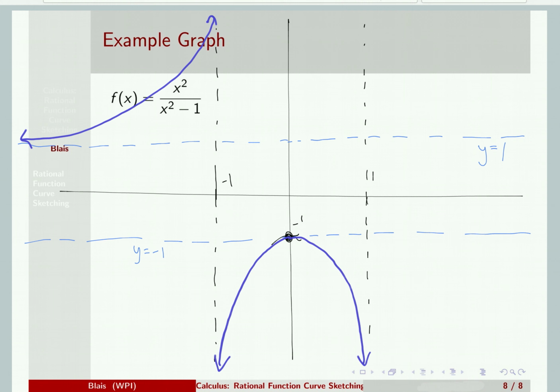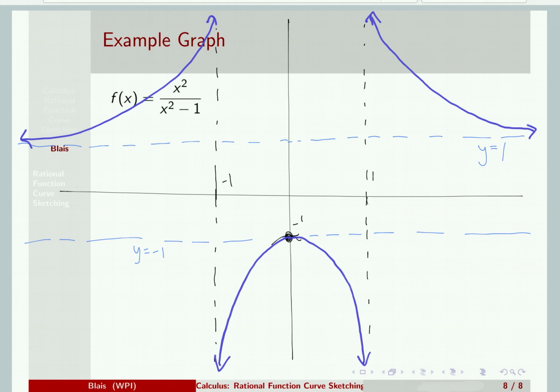We know the function is decreasing from 1 to infinity. We know it's concave up. And we know it has a vertical asymptote here and a horizontal asymptote here. And so our function looks like this. And this incorporates all the information that we put together about this function.